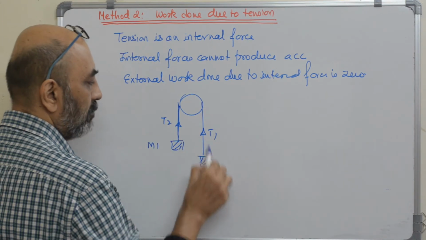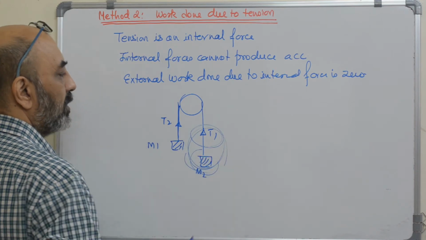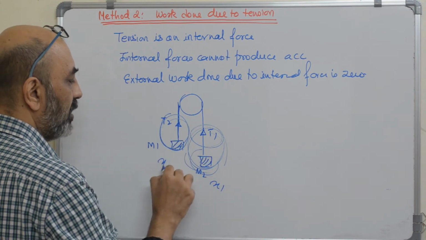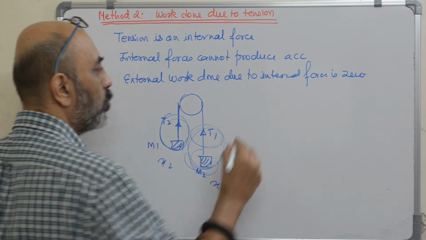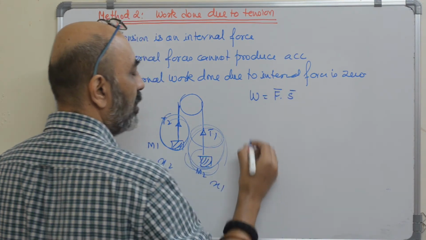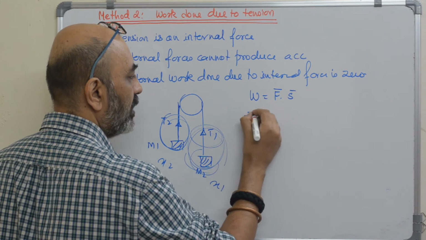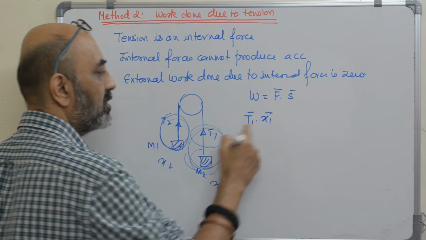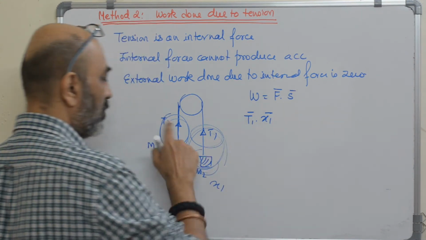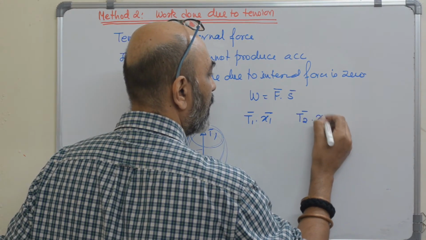So due to the tension over here, suppose over here there is some displacement x1, and over here there is some displacement x2. So what is the work done formula? Work done is F dot displacement. So over here, the work done will be T1 vector dot x1. This is the work done due to T1. And what is the work done due to tension T2? It will be T2 dot x2.